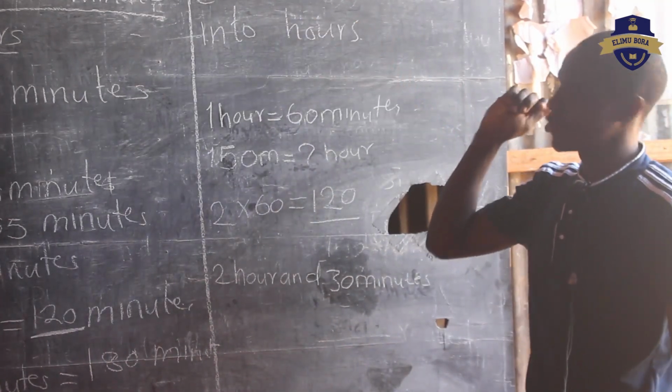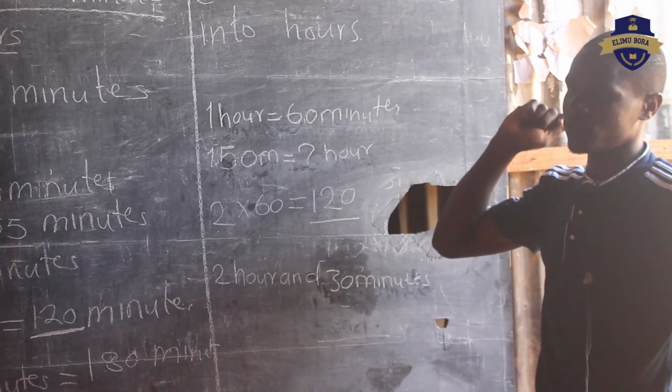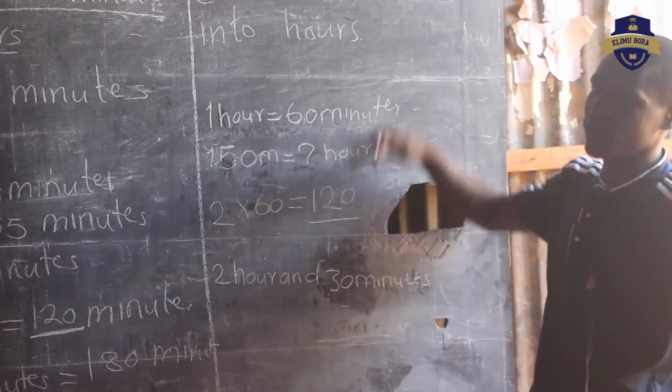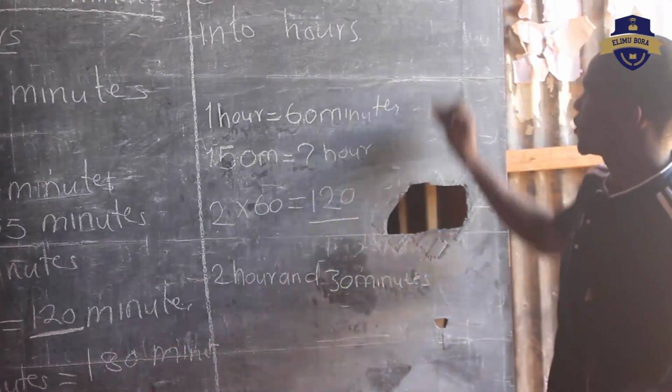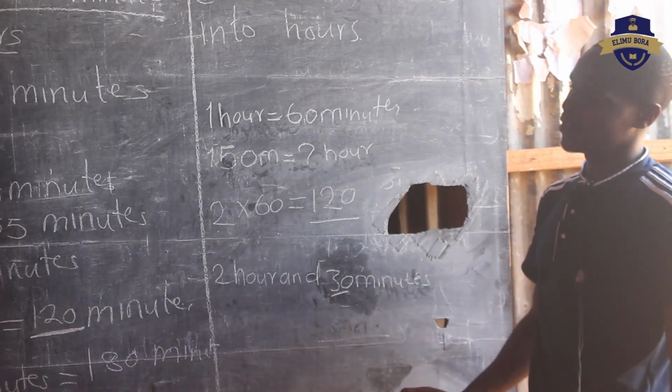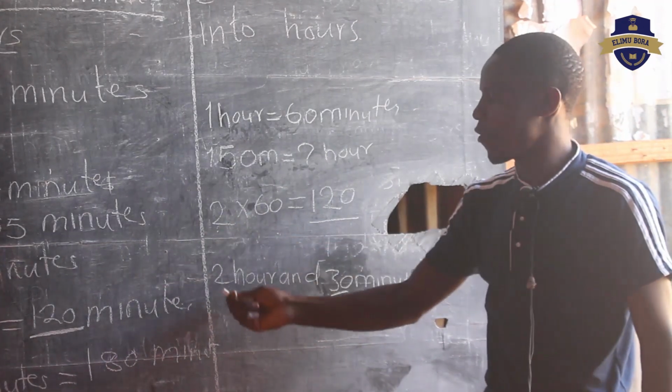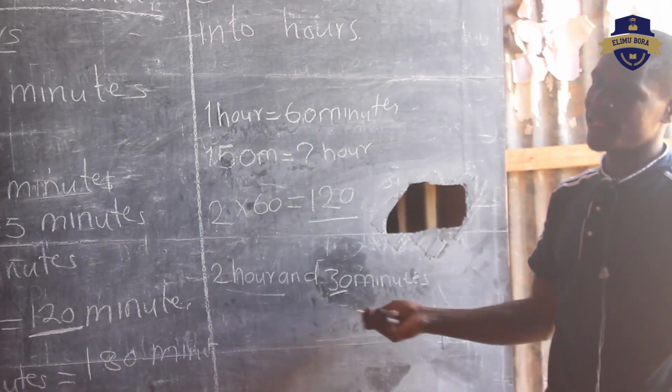So therefore we do what? We do subtraction. We find the difference between 150 and 120, which is 30. So here she got 2 hours and 30 minutes.